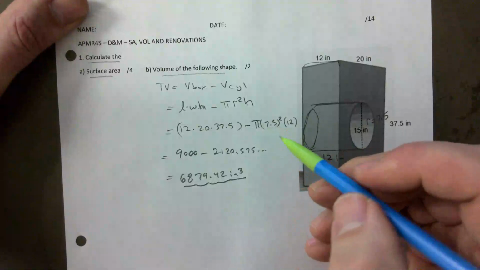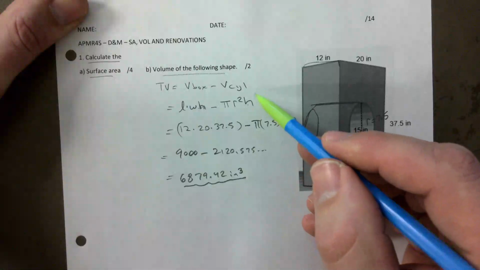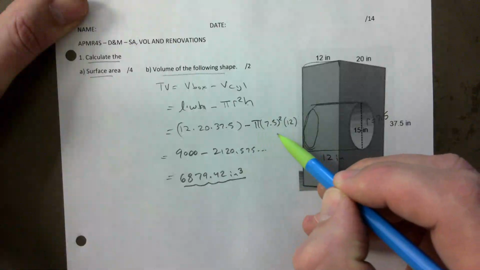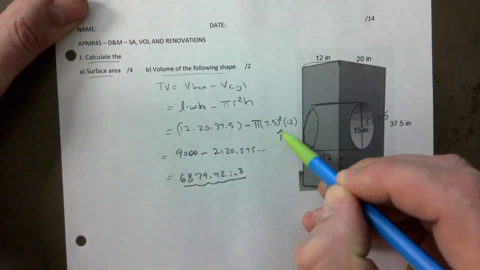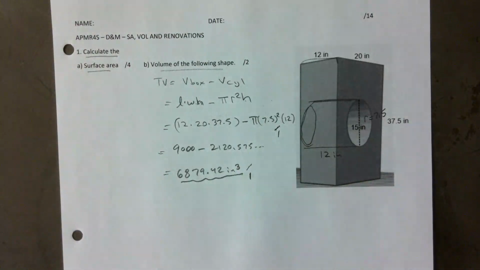So I would say, simply put, I would give you 1 mark for this part where you show me that you've entered everything correctly, and 1 mark for actually computing it and getting the final answer.